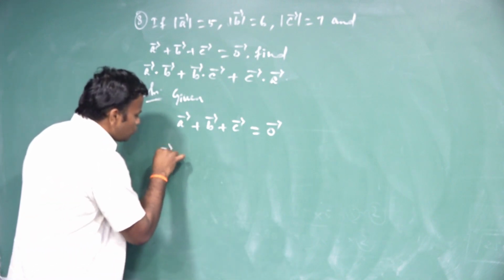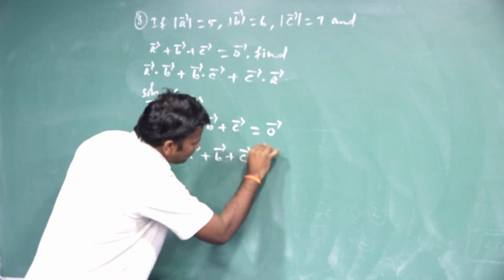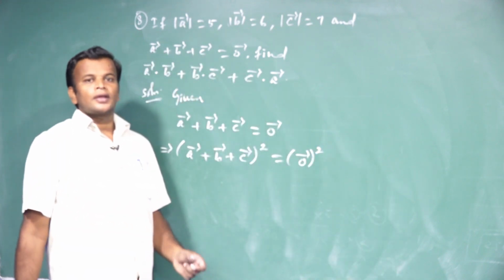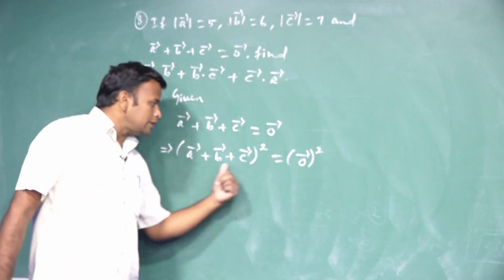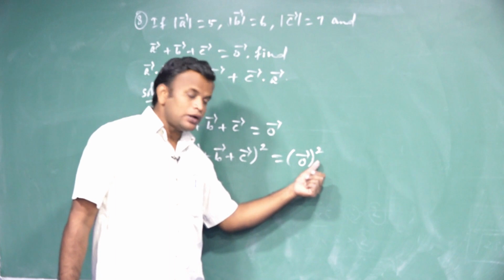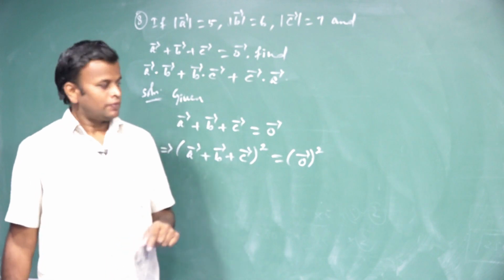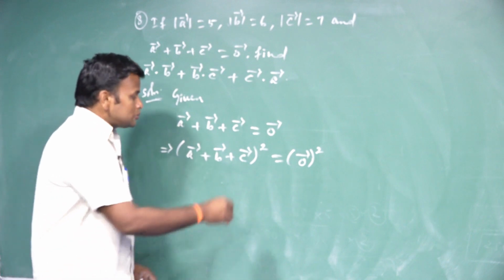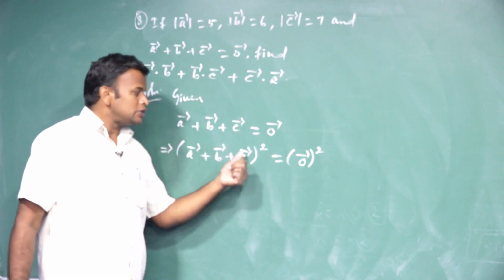Suppose we square both sides: vector A plus vector B plus vector C, the whole square, is equal to the 0 vector squared. I explained the reason for squaring on both sides. The next step is taking the square on both sides. The modulus of the 0 vector squared is nothing but 0. And on the LHS, you see vector A plus vector B plus vector C, the whole square. Suppose the vector symbol is not there, only the numbers: A plus B plus C, the whole square.